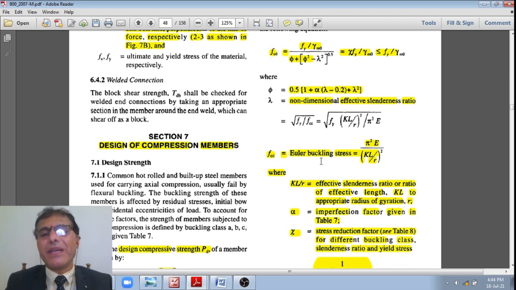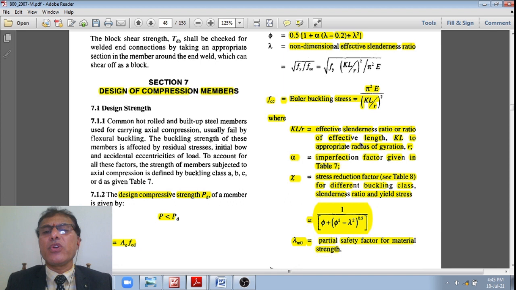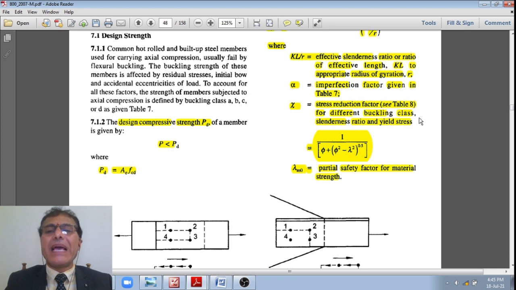This we have already seen in strength of materials: Euler's buckling stress, or Euler's buckling strength, is pi square E divided by lambda square, where lambda is equal to KL by r whole square, the effective slenderness ratio KL by r, with appropriate radius of gyration, and alpha is an imperfection factor as given in this table 7. We'll see that. Where chi is the stress reduction factor as given in tables 8A, B, C, D. We have seen 8A is for class A, 8B for B, 8C for C, and 8D for D class.